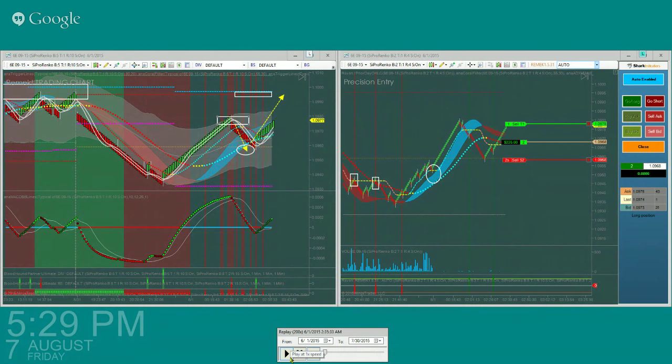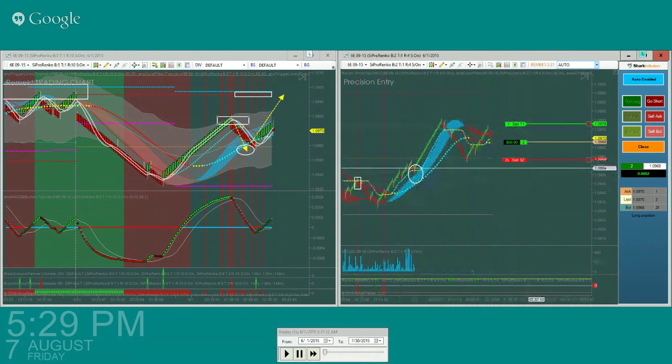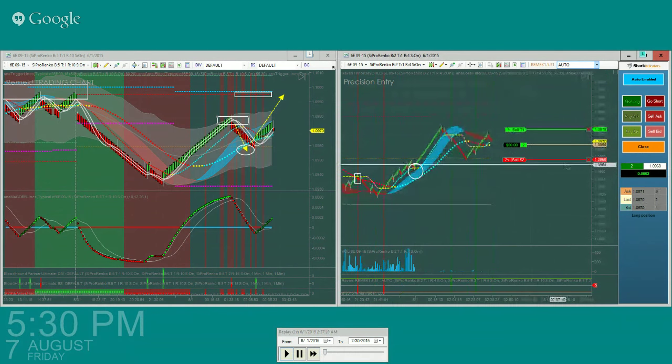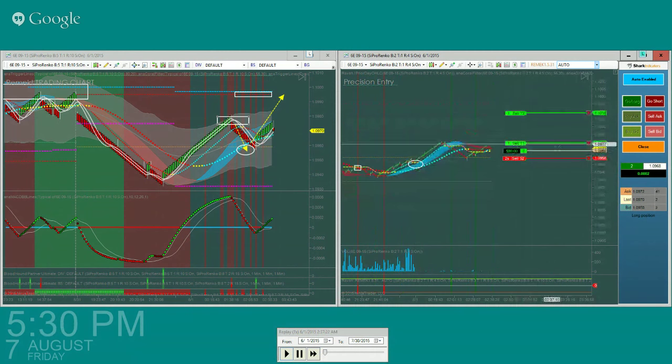So we got a long signal. Let me just slow this down a little bit. We got a long signal. The ATM is at work. We have 2 contracts long. The first target is here. We didn't get hit. We almost got hit, but didn't. But if we get hit, our stop will move up, and we have another target far away.